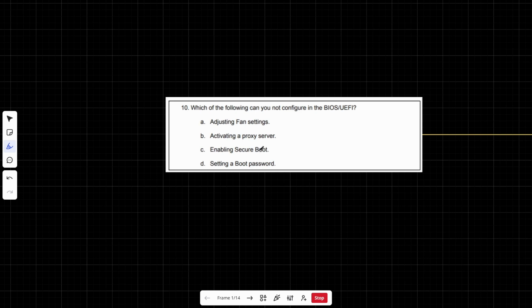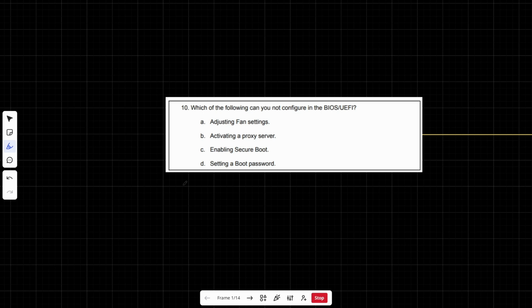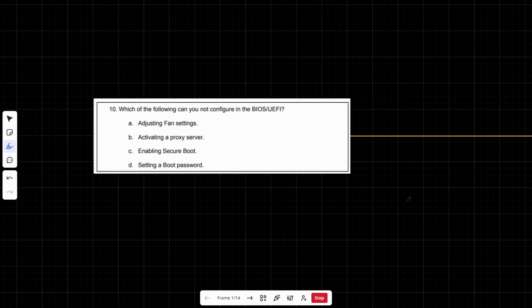All right, which of the following can you not configure in the BIOS or UEFI? A, adjust fan settings. B, activate a proxy server. C, enable secure boot. D, setting a boot password. Pause the video one more time. 3, 2, 1. I'm speeding it up a bit.